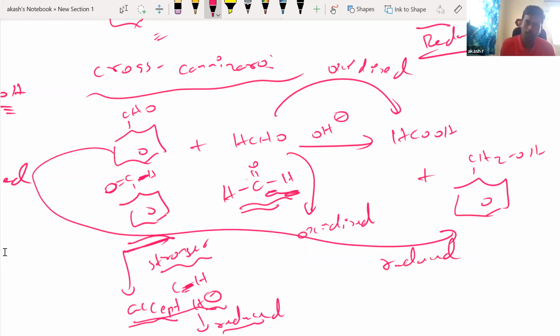Okay, right? This is a very common question. Common question they can ask: formaldehyde with benzaldehyde, cross Cannizzaro. Formaldehyde will get oxidized and benzaldehyde will get reduced to form benzyl alcohol. This is a common question which can be asked. Okay, so that is about the Cannizzaro reaction.